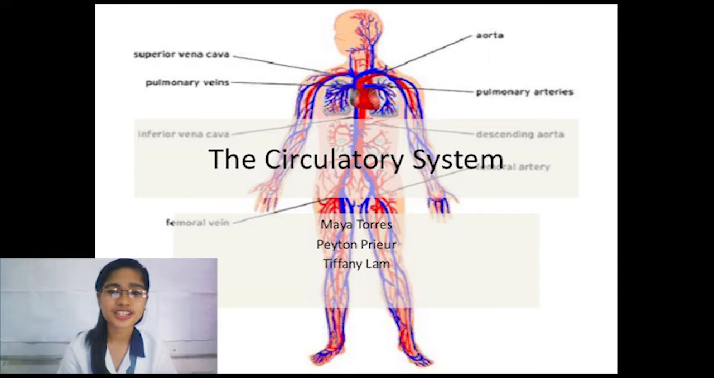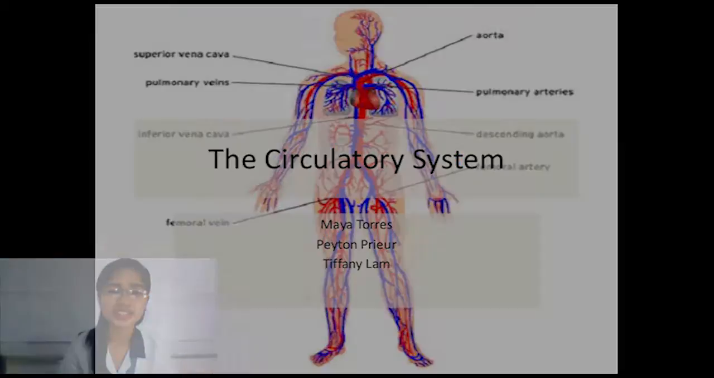Today, I'm going to discuss the circulatory system. The circulatory system, or the cardiovascular system, is an organ system that permits blood to circulate and transport nutrients, oxygen, carbon dioxide, and blood cells to and from the cells of the body. The following are the important terms used in the circulatory system.